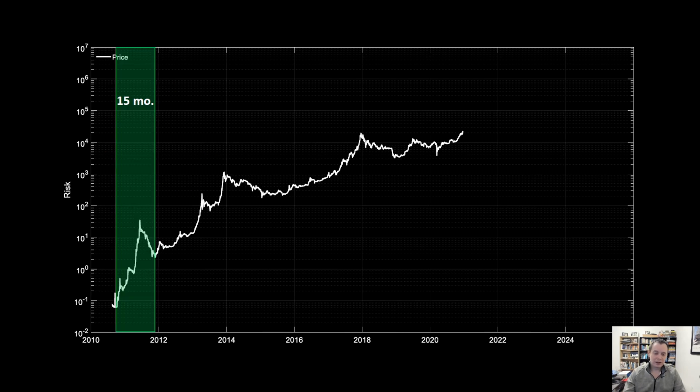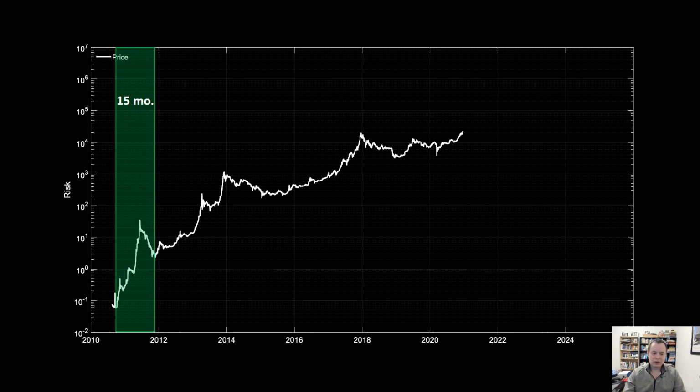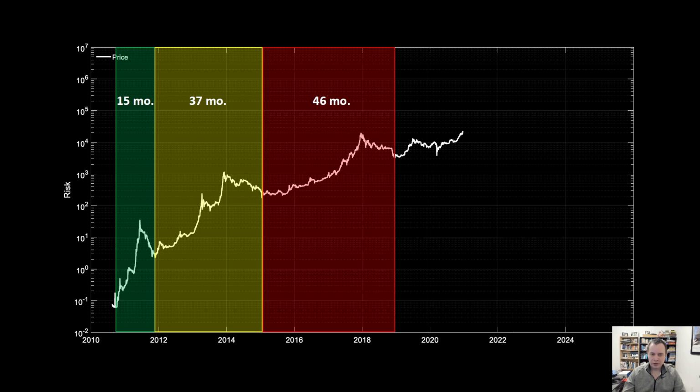So we can also look at this chart. And the reason I like this chart is because we're going to measure the cycles in a couple different ways. So the first way we're going to measure it is from bottom to bottom. The first one, if you think of this one as the first market cycle, took 15 months. The second one took 37 months from bottom to bottom. The third one took 46 months from bottom to bottom.